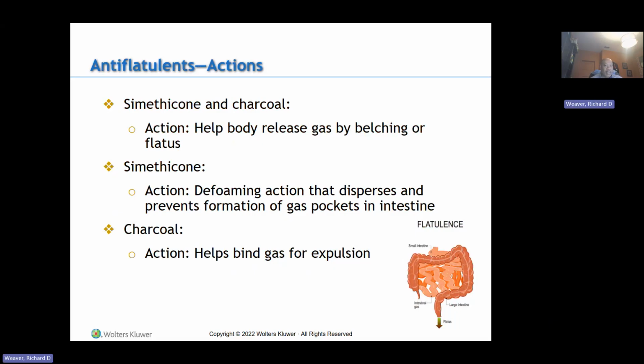It binds with the gas for expulsion by way of having a bowel movement, if you will. All right, the removal of, if you will. All right, moving on.